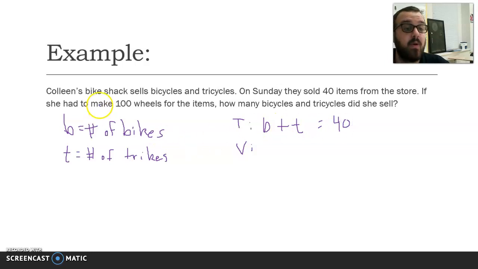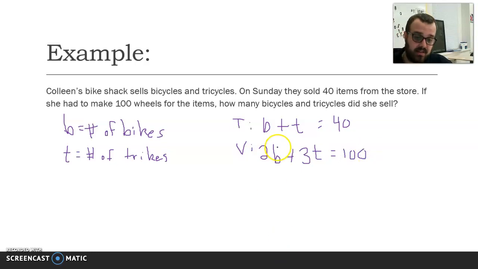Whereas for the other one, for the wheels, again, I need to know how many wheels a bike has and a tricycle has. In this instance, there's 2 wheels on a bike, and there's 3 wheels on a tricycle. Again, hopefully she's selling good quality and she's not selling me one-wheeled bikes. That would be a mess, right? Okay, so that's what we have here.